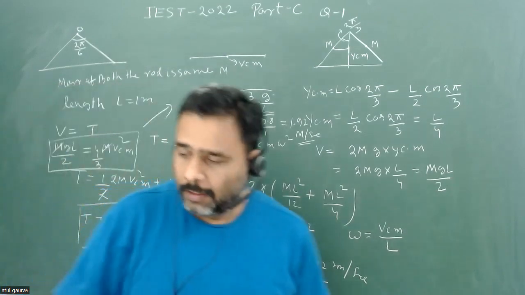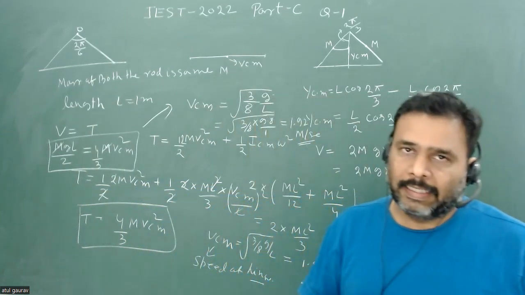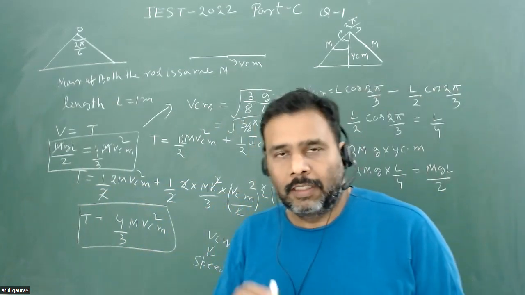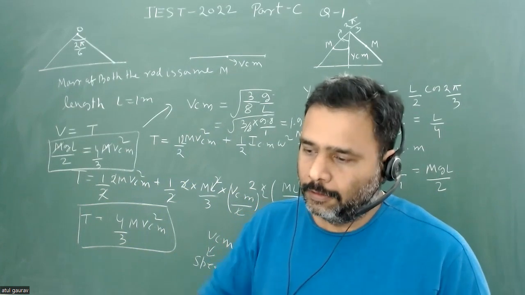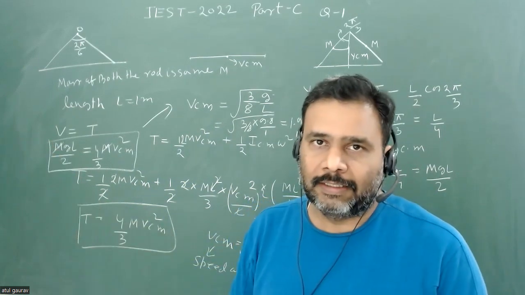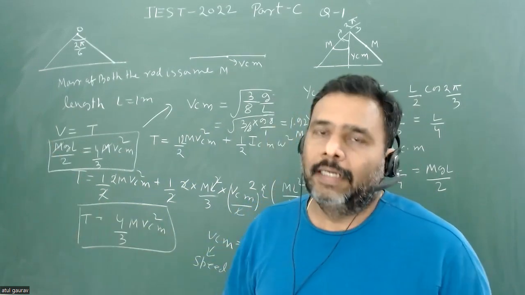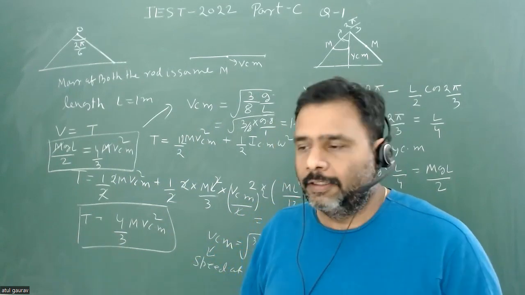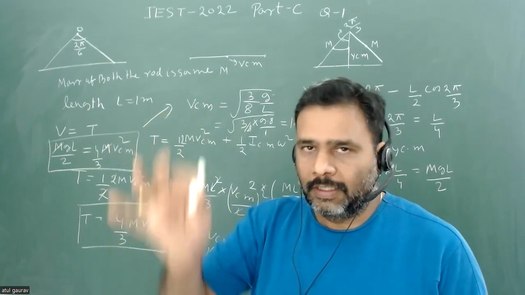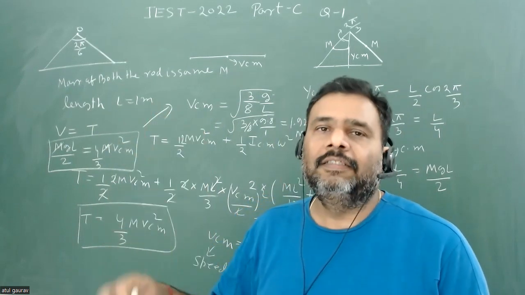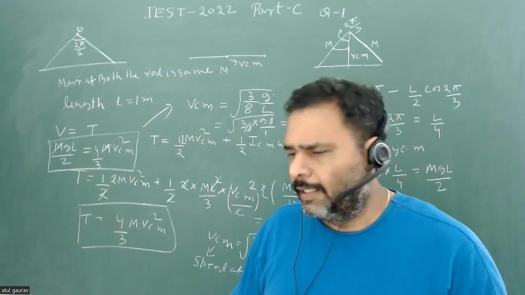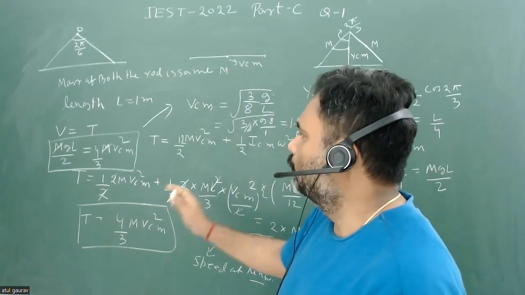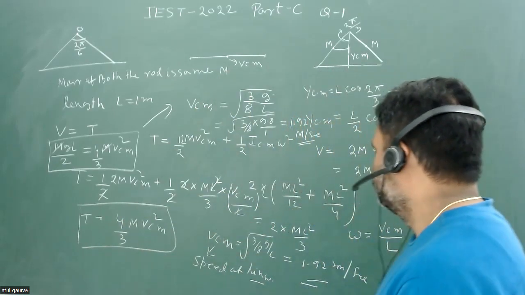So it's a wonderful problem. The catch is there. Whenever you are talking about potential energy, you have to talk about the center of mass. And when you are going for the kinetic energy, then you can see the complete kinetic energy is the kinetic energy of the center of mass, and the kinetic energy about the center of mass.